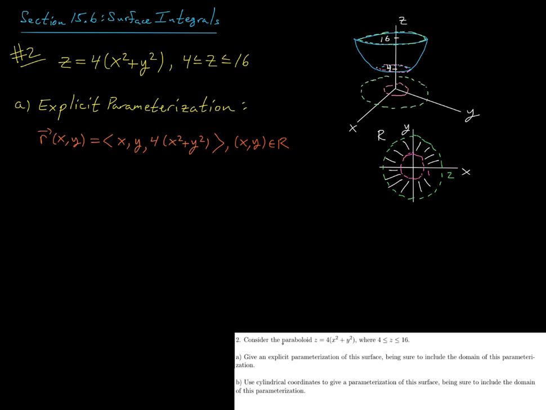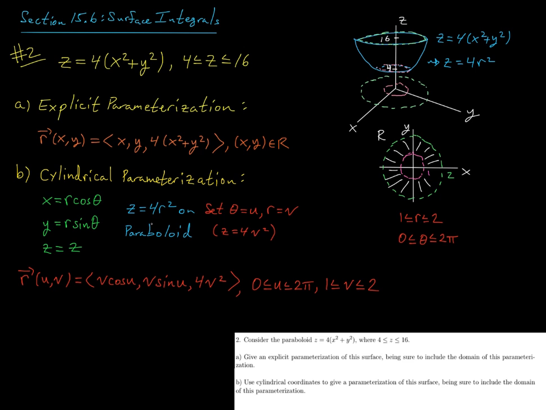All right, and then for part B, it says use cylindrical coordinates to give a parameterization of the surface, being sure to include the domain. So for that, pretty similar to what we've seen up to this point. In cylindrical coordinates, this region can be described as where our radial distance r just varies from 1 to 2, and theta here is going to vary from 0 to 2 pi.